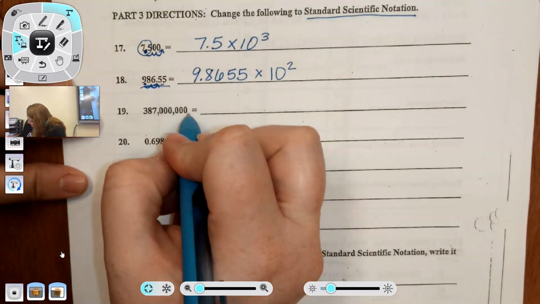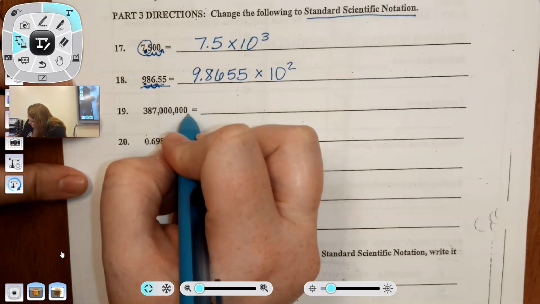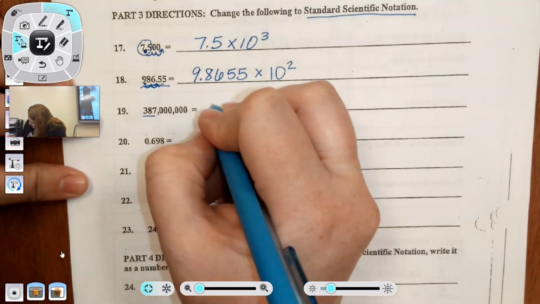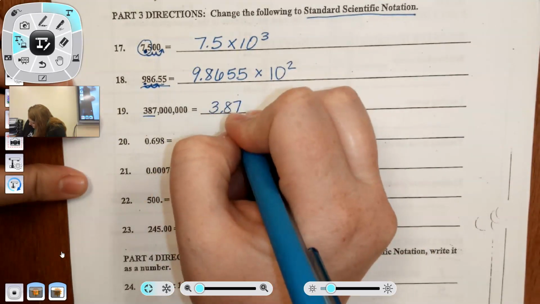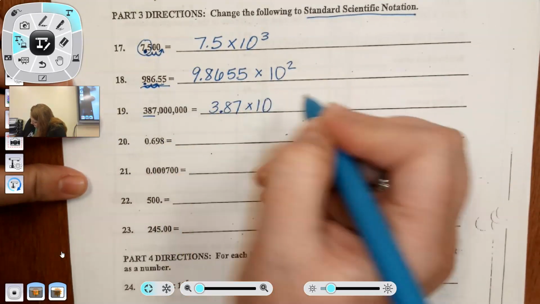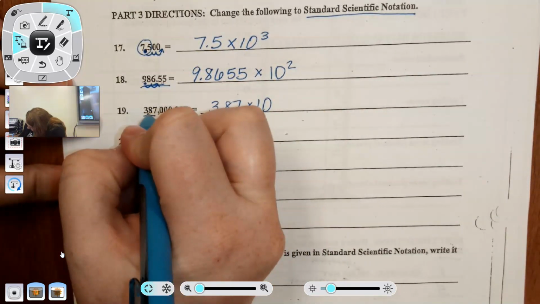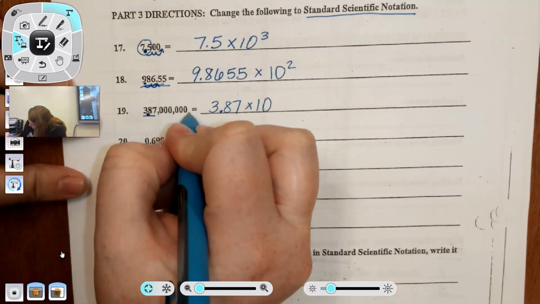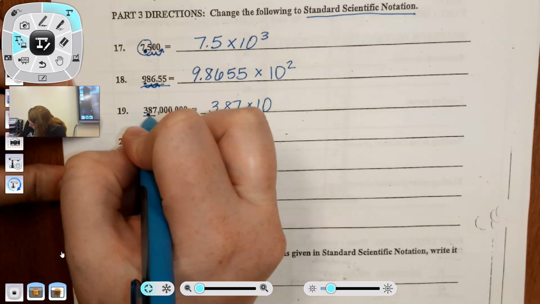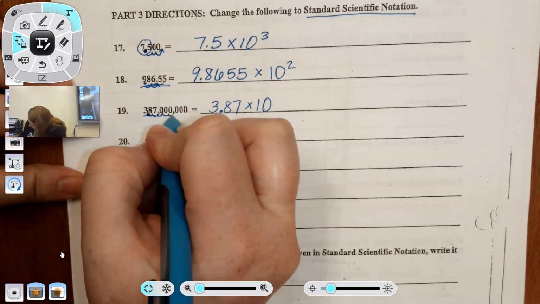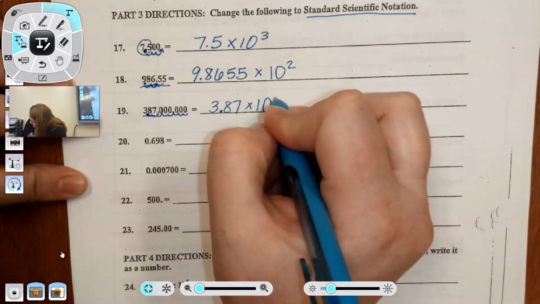Now here, there's not a decimal, so none of those zeros are significant. So I'm just going to write 3.87 times 10, and now we count. If my decimal starts here, how many places to get it to where it's supposed to be? 1, 2, 3, 4, 5, 6, 7, 8.